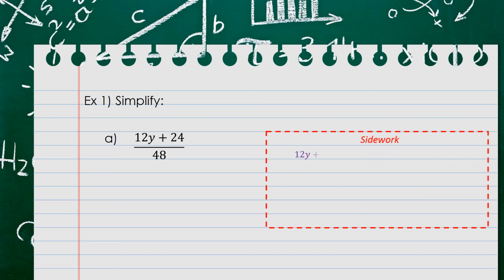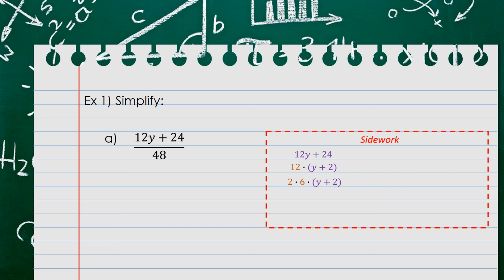Looking at the numerator first, I have 12y plus 24. Do they have anything in common? And they do. They have a 12. And if I factor out a 12, I now have 12 times y plus 2. Now 12 is its own factor and y plus 2 is its own factor. Can 12 factor down anymore? Well, 12 is not prime, so 12 is made up of 2 times 6, and we still have the y plus 2.